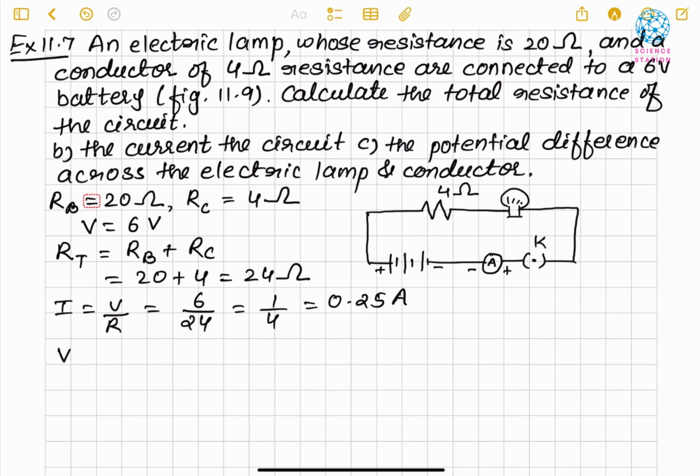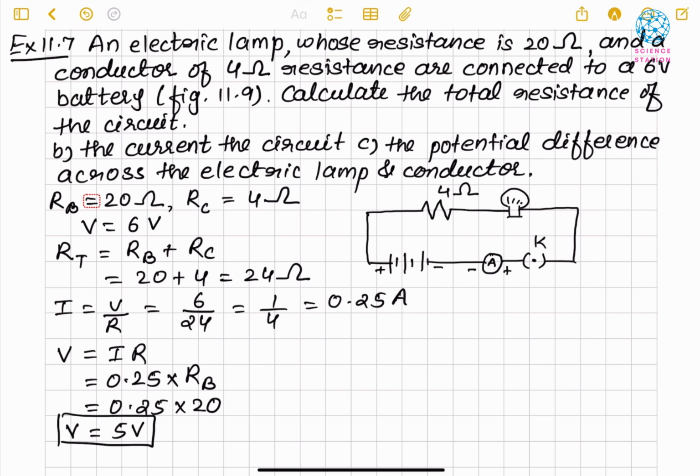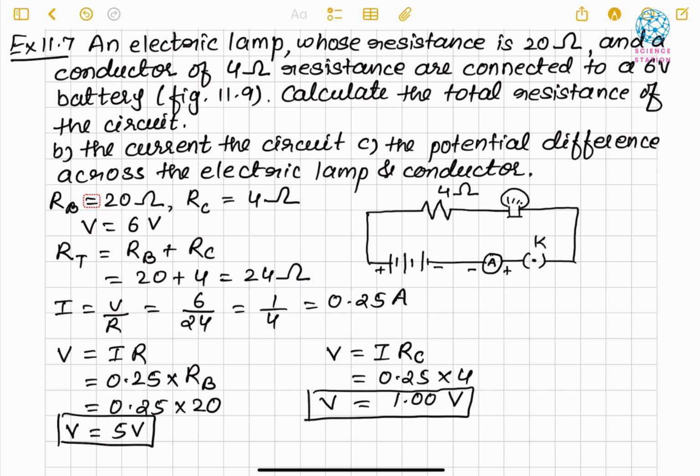So I got that. Now I have to find V. So V equal to IR. So 0.25 into resistance of bulb. So that will be 0.25 into 20. So voltage will be 5 volt. Then the same way, if I find V equal to I RC, so here 0.25 into 4, so that will be 1.00 volt. So both the potential differences I got.